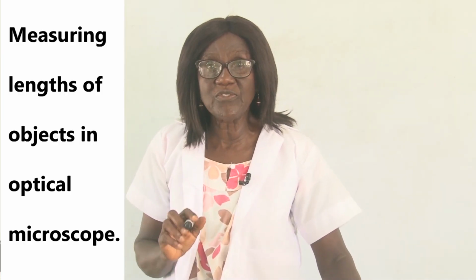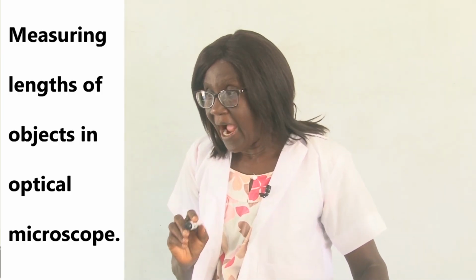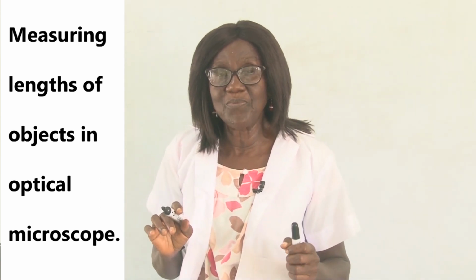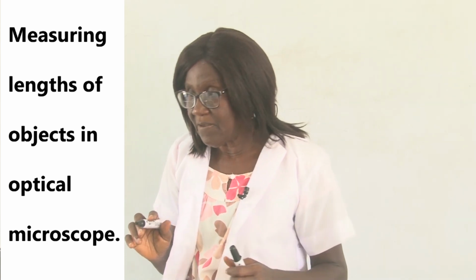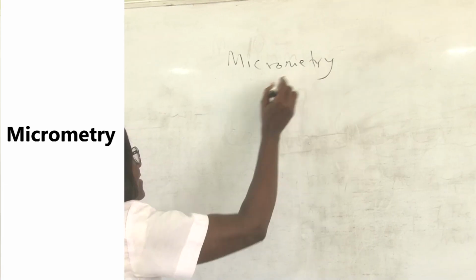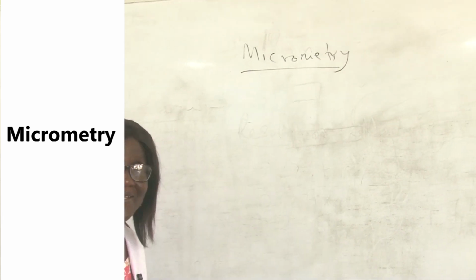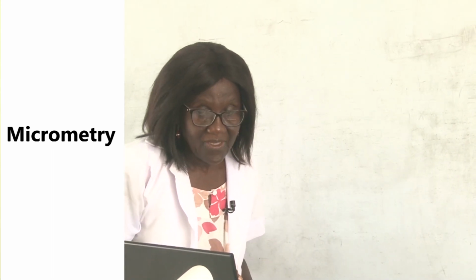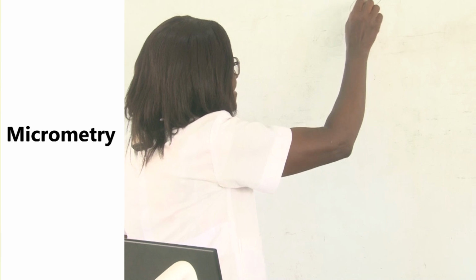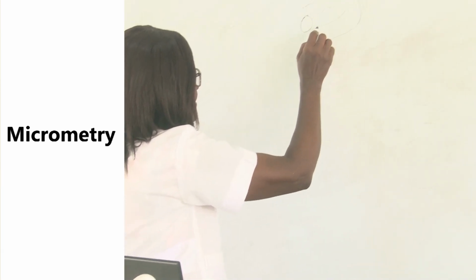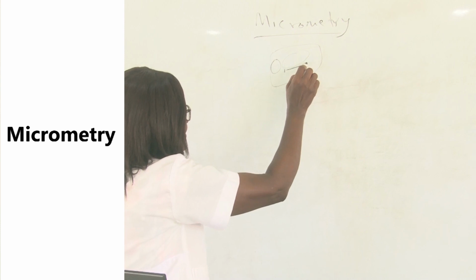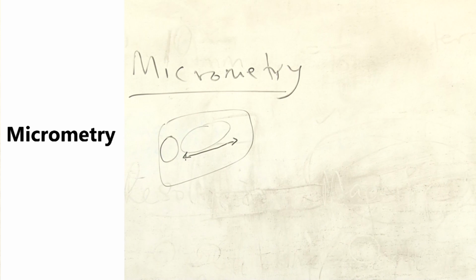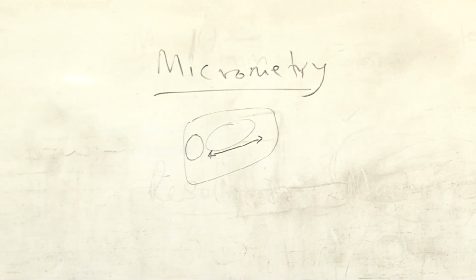Now we want to go on to another topic: how to measure lengths of structures under the microscope. That is micrometry, measuring lengths of structures under the microscope. You have cells or structures you are seeing, and you want to find out the length of this structure. How do you measure it?